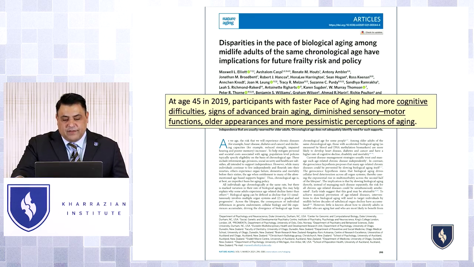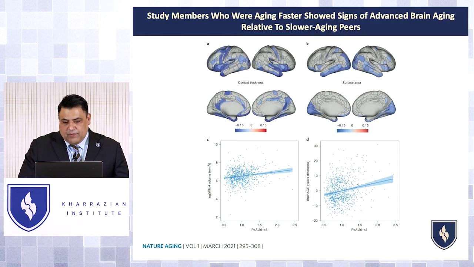Diminished sensory motor functions, so just coordination, motor function. And then the other thing was just older appearances. They just looked older. And this is an ongoing thing, is appearance and just how someone looks, like their aging, seems to be a very predictive marker of how they are actually aging. And then having pessimistic perceptions of aging, of how they feel, what the future holds, was another key sign of poor aging.